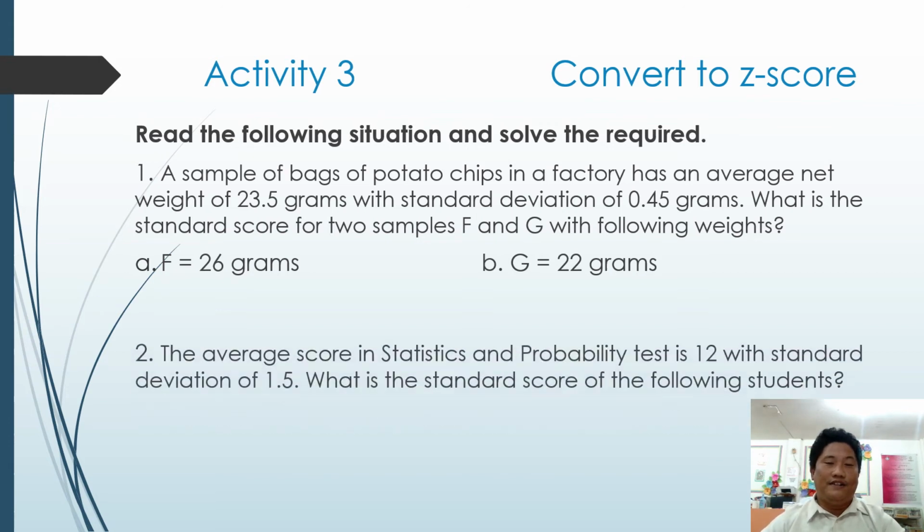While solving, let's have the second problem. The average score in statistics and probability tests is 12 and the standard deviation is 1.5. What is the standard score of the following students? Richard got a score of 16 and Angel got a score of 8.